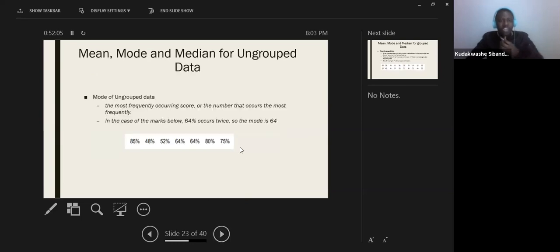Then, just to close this lecture, the mode is the most frequently occurring score, the number that repeats the most in your data set. Like in this case, you can see that 64 is repeated twice. So it means that the mode for this data is 64. The value that is repeated the most number of times is your mode.